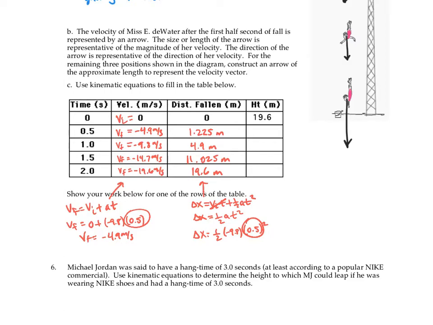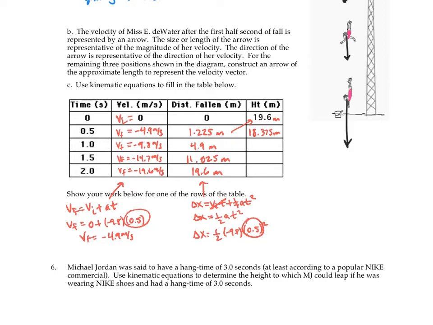Now what's the height? Well, it starts out at a height of 19.6 meters. A half second later, it's fallen 1.225 meters. So it is now at 18.375 meters. I subtracted this from that height to get my new position. I'm going to do the same thing for the other three.